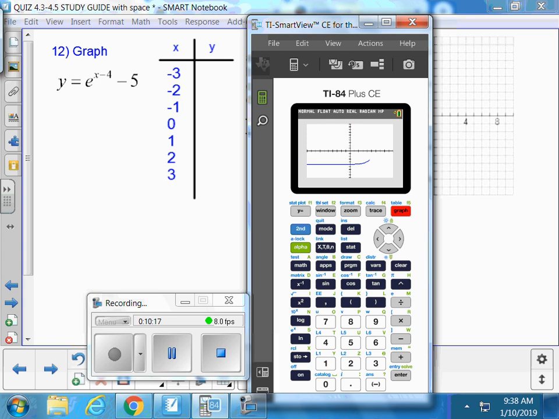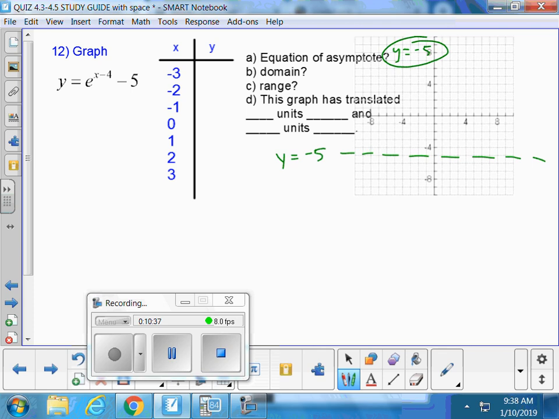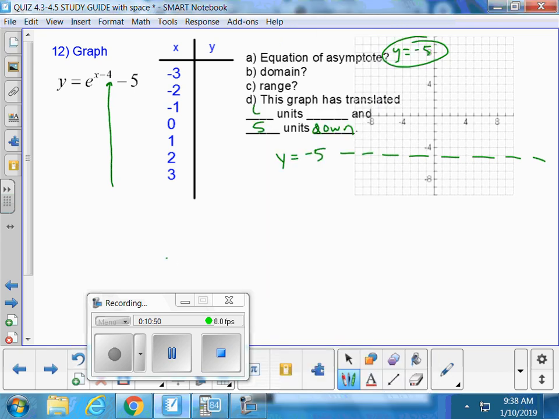So if you guessed exponential growth, you're right. That minus 5 did cause a vertical shift, and that's what's going to move your asymptote. So your asymptote is actually down there at -5 right now. y equals -5 is the equation of that asymptote. This graph has been translated 5 units down, as we just talked about. Now this number is going to be your horizontal shift, and it's opposite from what you would guess, because that's how horizontal shift works. So it's 4 units to the right. 4 units right, 5 down.